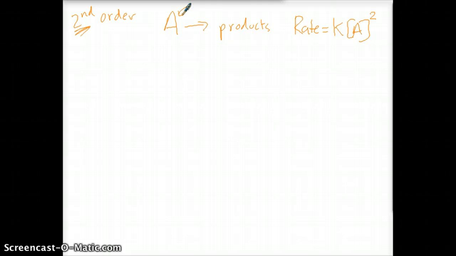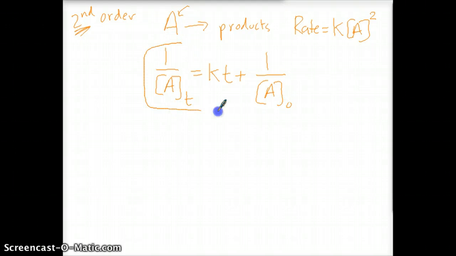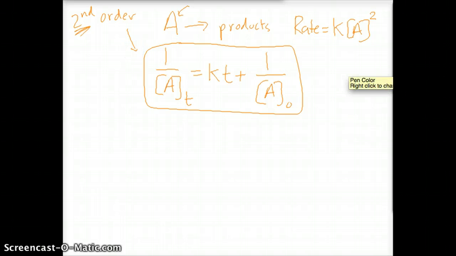If we go through the same process as before, I'm not going to walk through it, where we set the rate law equal to the rate equation and use some calculus, we get a relationship that looks like 1 over the concentration of A sub T is equal to kt plus 1 over the concentration of A sub naught. So this is the equation for a second order reaction. And the idea is still similar here.